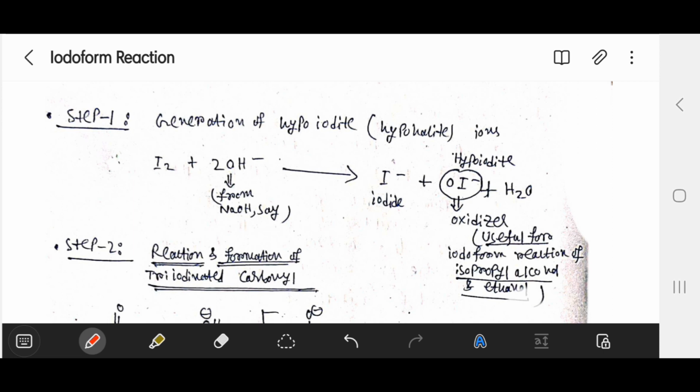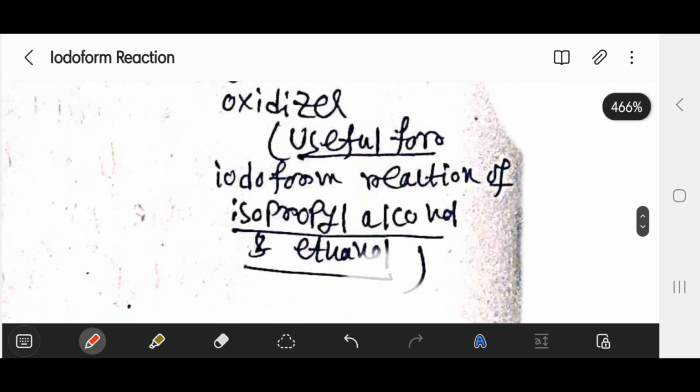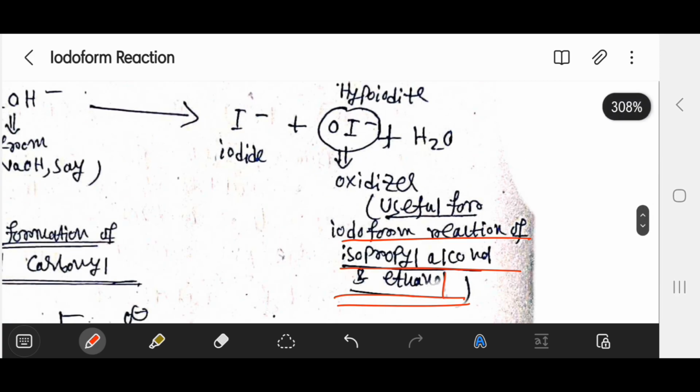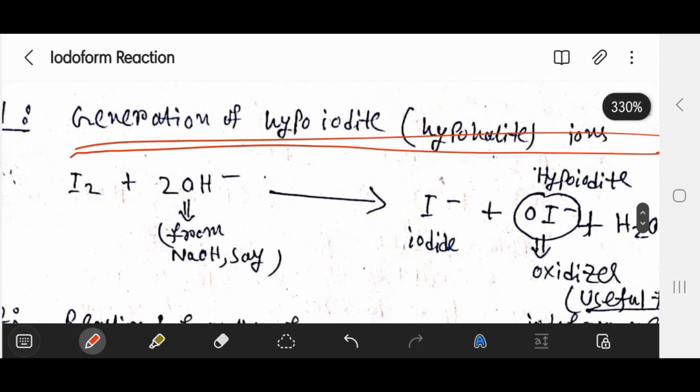Step 1. But step 1 is not important for the compounds which already have the ketomethyl group, like acetone or 2-butanone, etc., or acetophenone also. So step 1 is the generation of hypoiodite, and this is useful for the iodoform reaction of isopropyl alcohol and ethanol. Why, we will discuss a little later, but let me say this part.